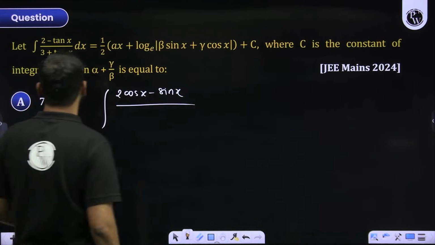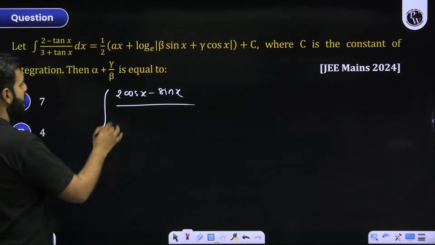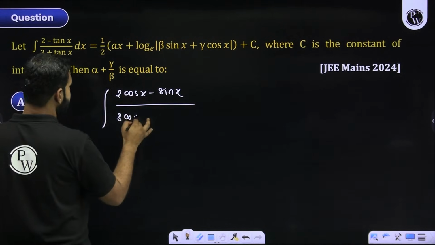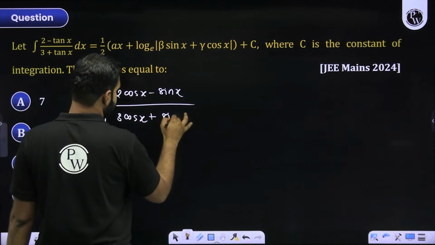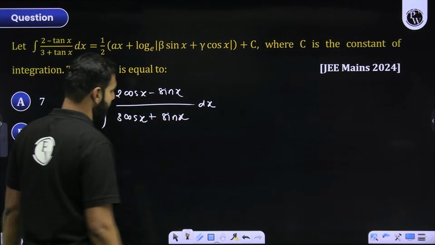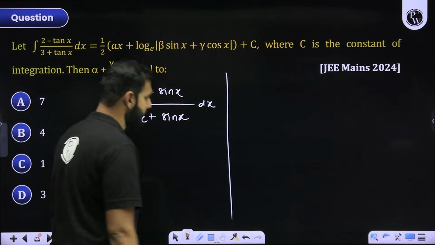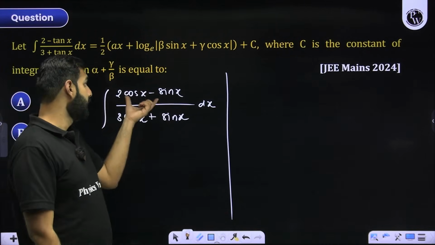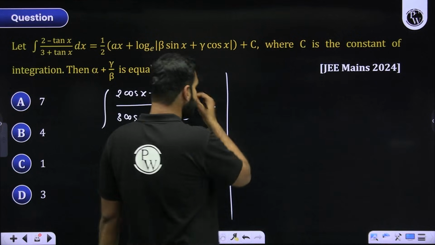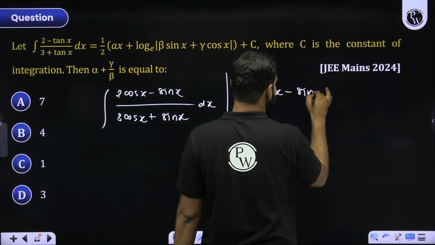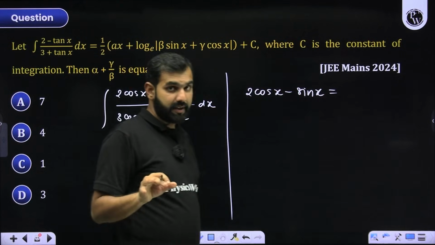And what about the denominator? Sine x upon cos x. So this should be 3 cos x plus sine x, right? This is what we need to integrate. Do you remember this? That here I'll be writing it. Let me do it here. I'll be writing this numerator as, I hope you remember the numerator. What is the numerator? 2 cos x minus sine x as lambda times the denominator.